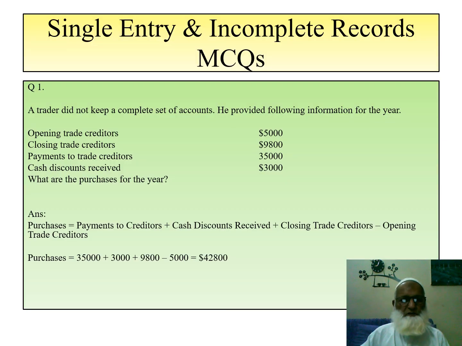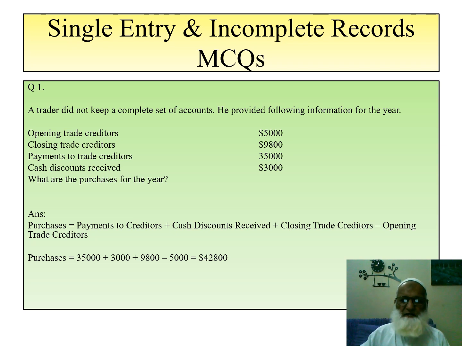First slide shows a trader did not keep a complete set of accounts. He provided following information for the year. Opening trade creditors is $5,000. Closing trade creditors is 9,800. Payments to trade creditors is $35,000. Cash discount received is $3,000. What are the purchases for the year?